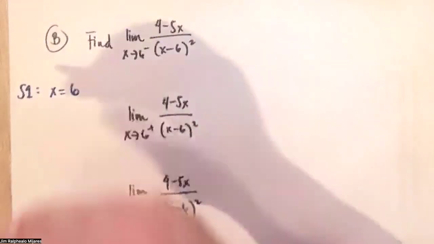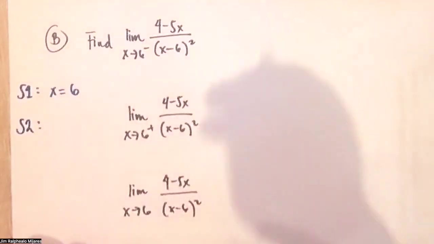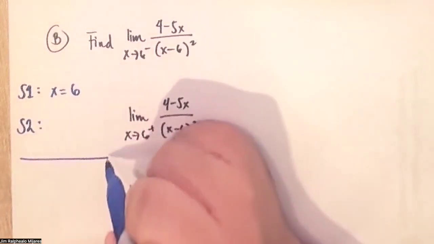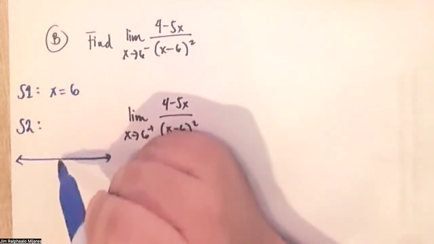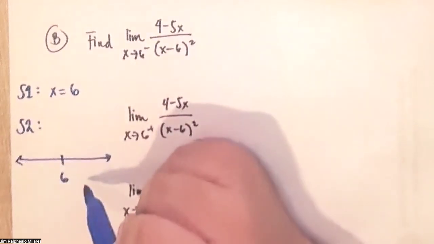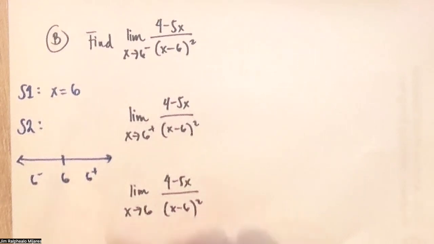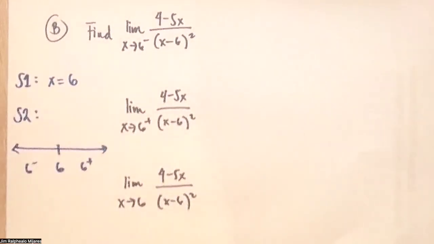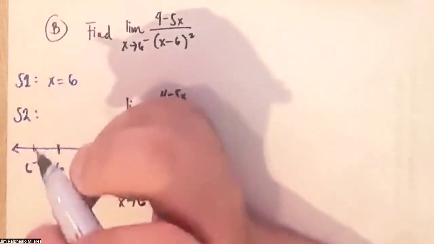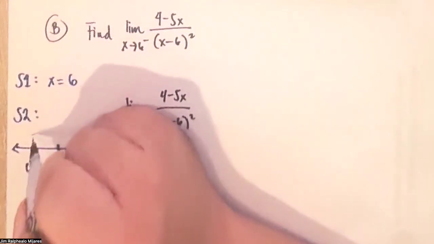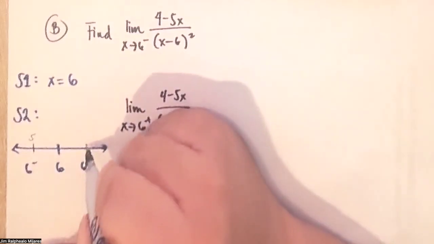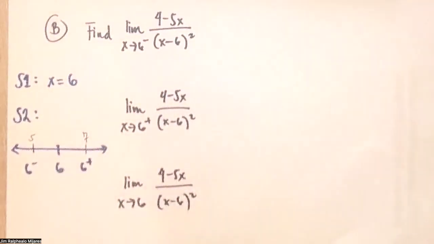Okay. Step two, draw the line that you need. So this is 6 from the right and 6 from the left. Then step three is you substitute values to the left of 6 and to the right of 6. So you substitute, say, 5 right here, and you substitute 7 right here. Okay.